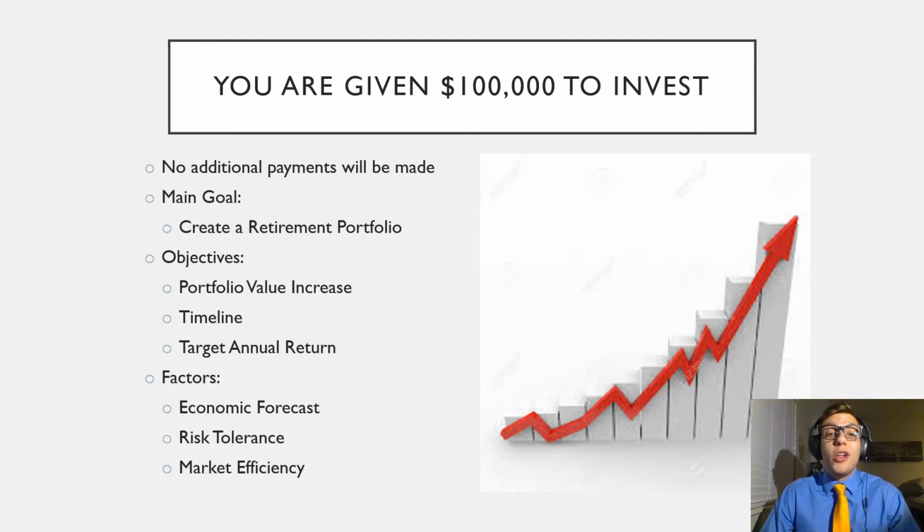With this $100,000, I will look to create a retirement portfolio for myself in order to get ahead on my retirement savings. Obviously, some of my main objectives with this goal are to increase the value of the portfolio that I hold. I will look to do this across a timeline, as I will get into later, in order to meet my goal. And with that, I'll need to hit a target annual return over the time. Some factors that go into this are the economic forecast of the United States, my personal risk tolerance, and my view on market efficiency.